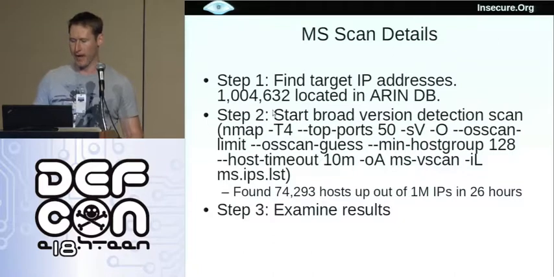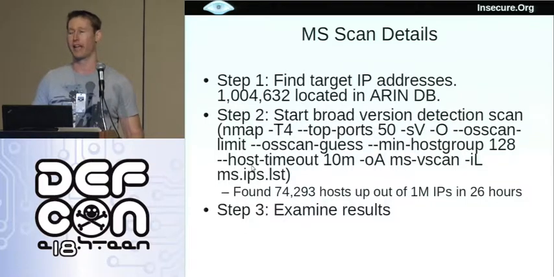So we say Nmap, do aggressive timing, scan what we've empirically found to be the 50 most likely ports to be open, do version detection, OS detection, do a minimum host group size of 128, which makes it faster because it scans more in parallel. Set a host timeout of 10 minutes so that we don't waste too much time on any single host. Send the output to files, and I give it the list of IP addresses.